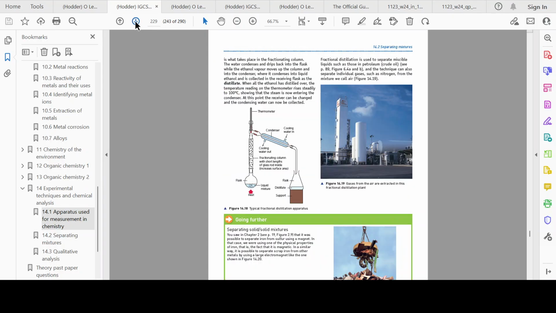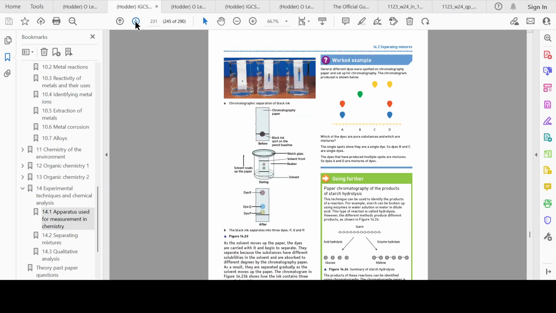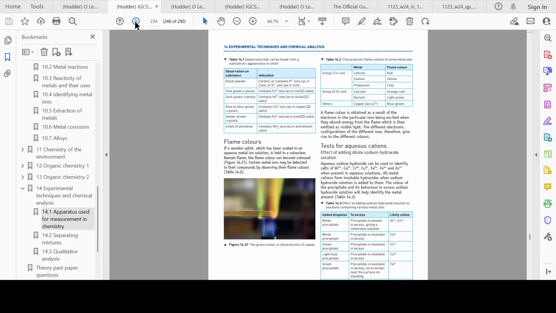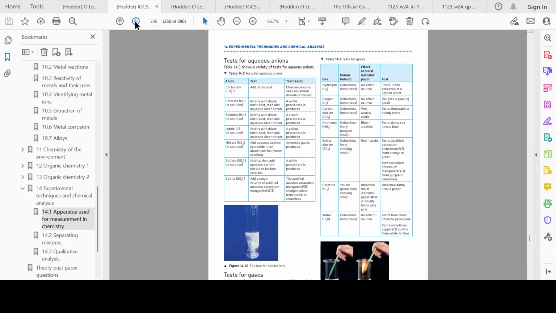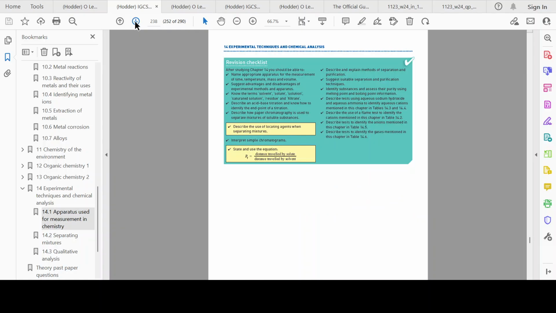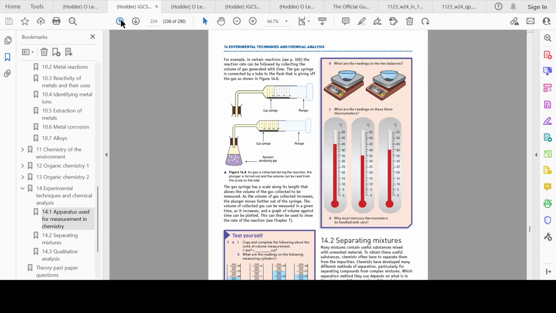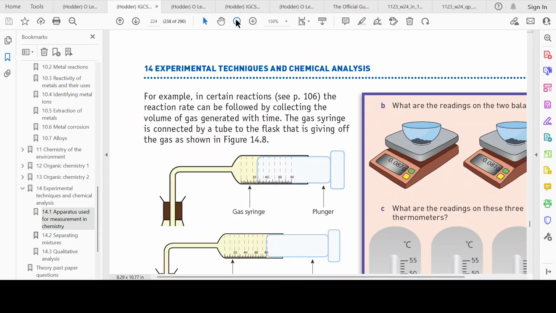And chromatography. Then you've got qualitative analysis, where you're identifying different substances. So let's talk about separating mixtures. I think I zoomed in a bit too much.